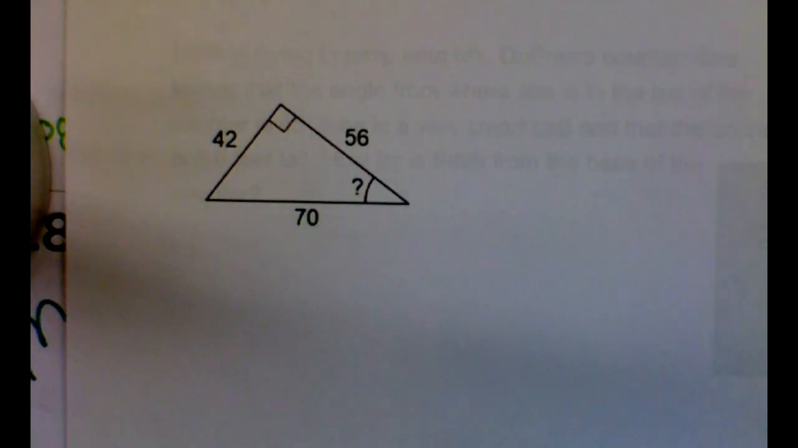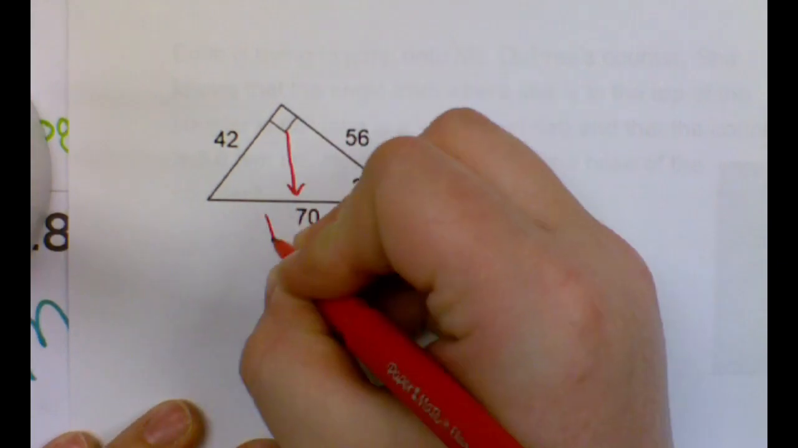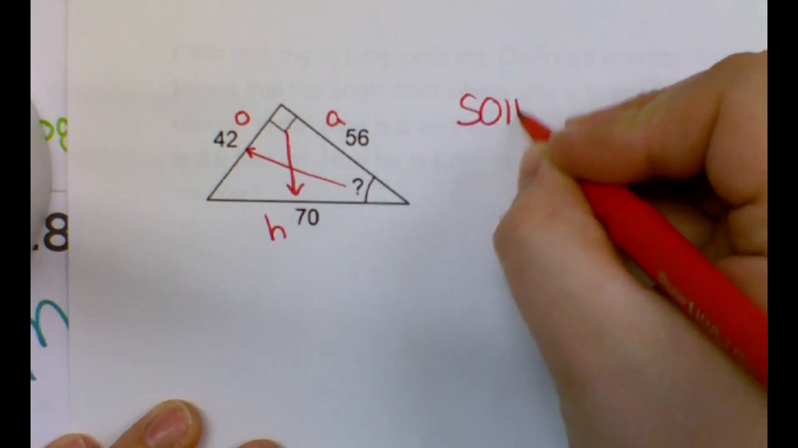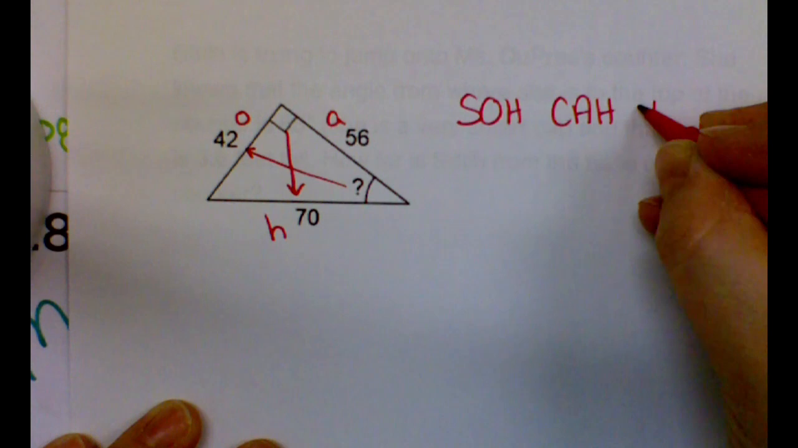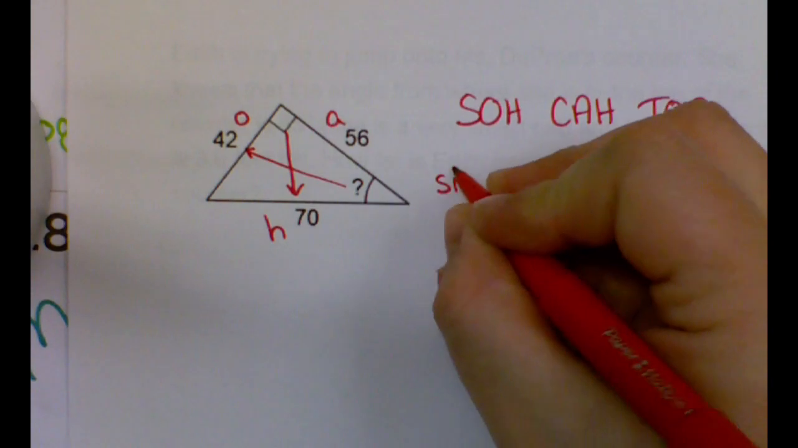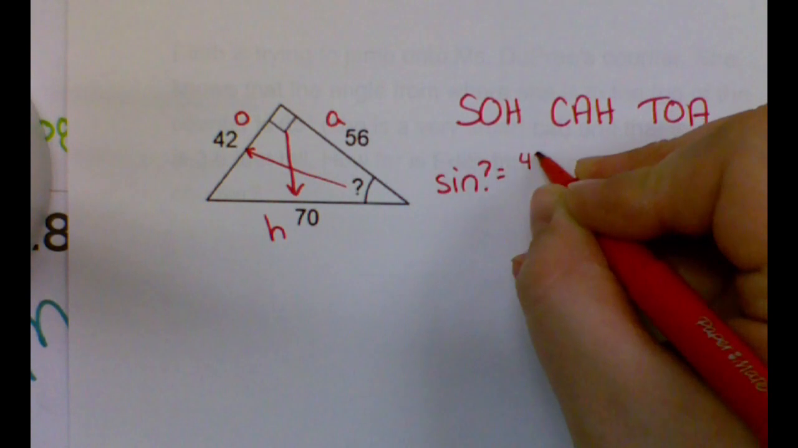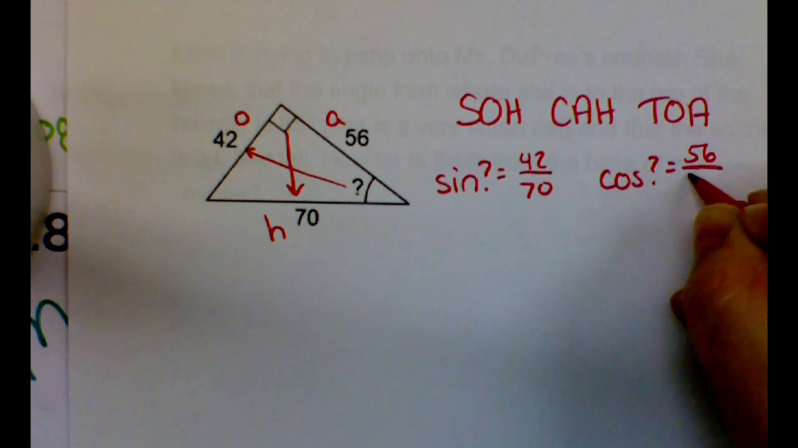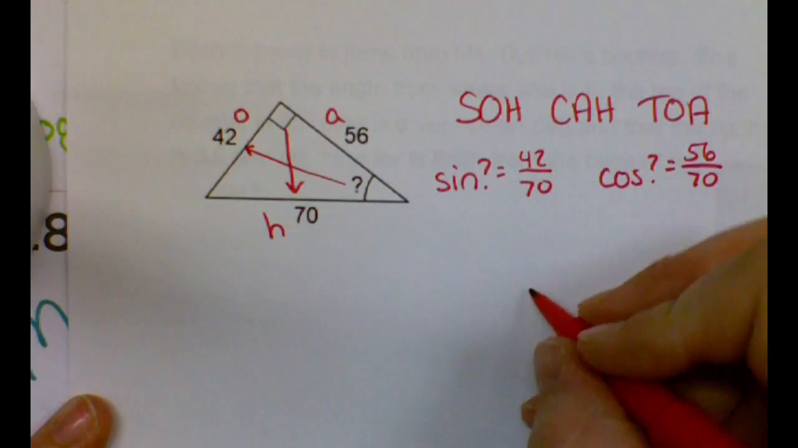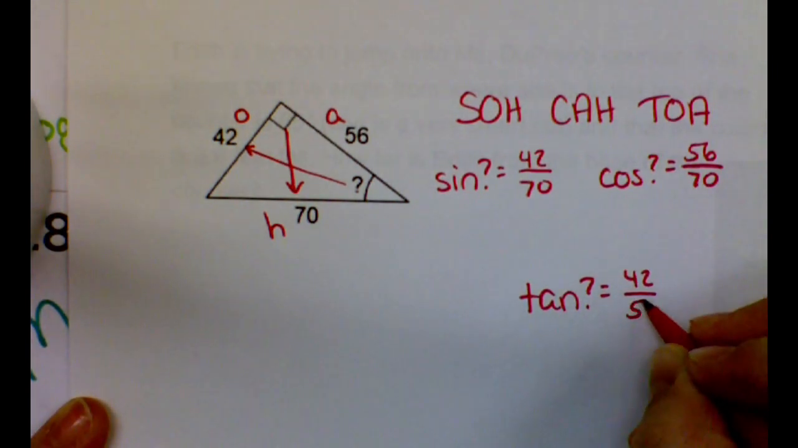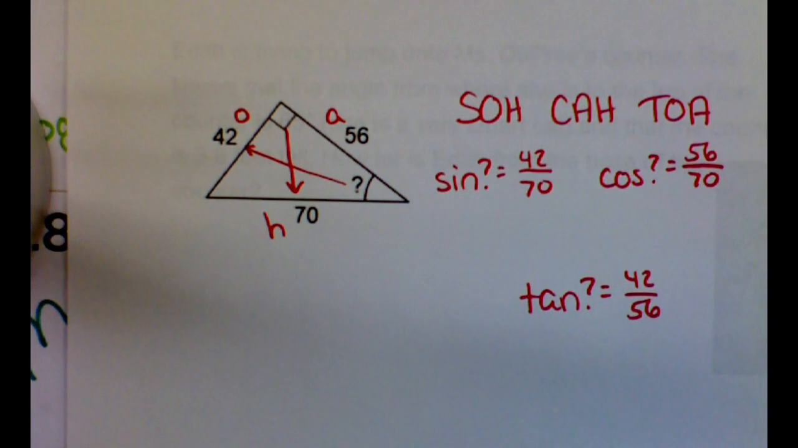And now for this one. When I label my sides, across from the right angle is my hypotenuse. Across from my labeled angle is my opposite. Third side's adjacent. If I look at SOHCAHTOA, I have enough information for any of them. I can pick. So I could say that the sine of my angle is 42 over 70, or the cosine of my angle is 56 over 70, or I could say that the tangent of my angle is 42 over 56. These will all give me the same answer, believe it or not.